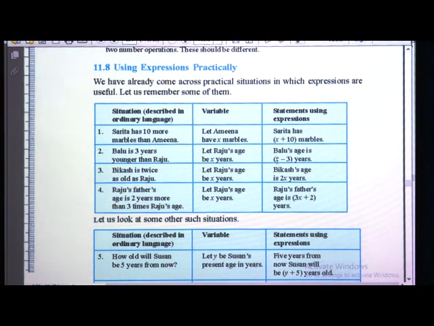So how to find this? When we get the value of the variable, we can easily find the marbles or years. Okay, let us see one more example. Bikash is twice as old as Raju, which means the age of Bikash is 2 times that of Raju. Raju's age we do not know, so we will keep it as x, and then Bikash's age becomes 2 into x, that is 2x years.